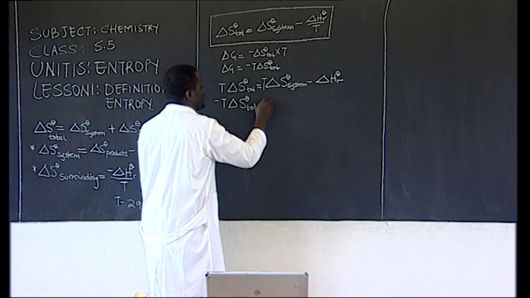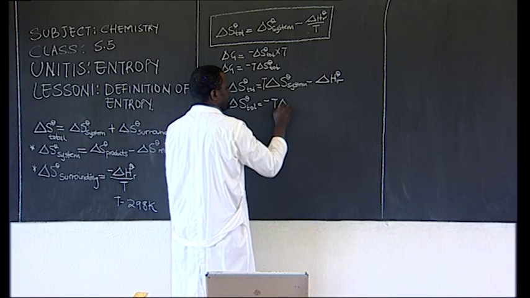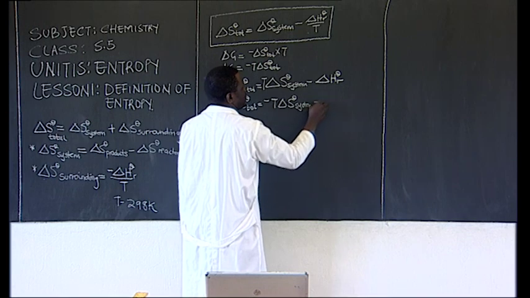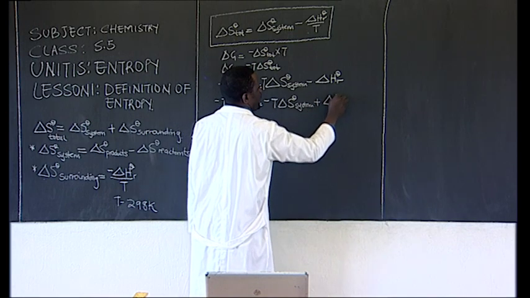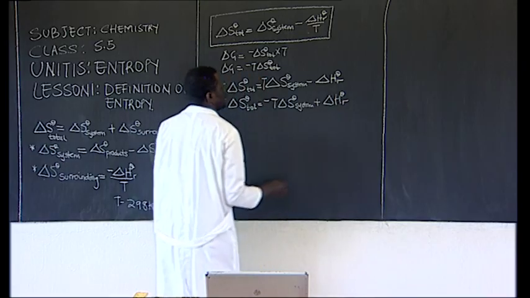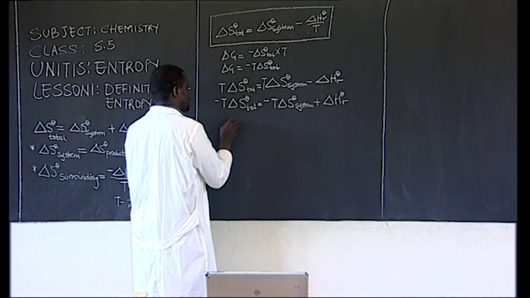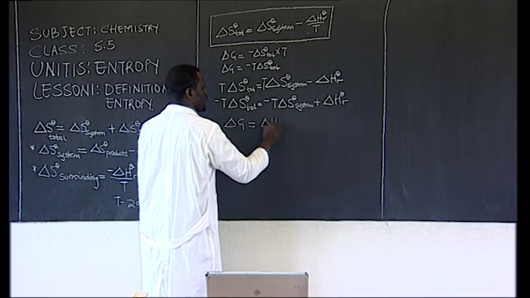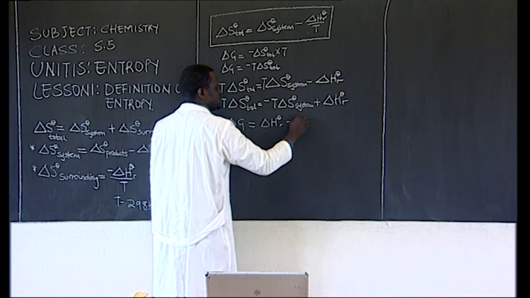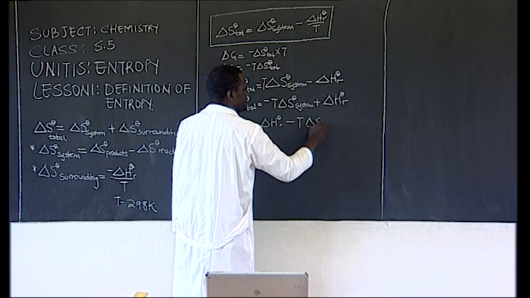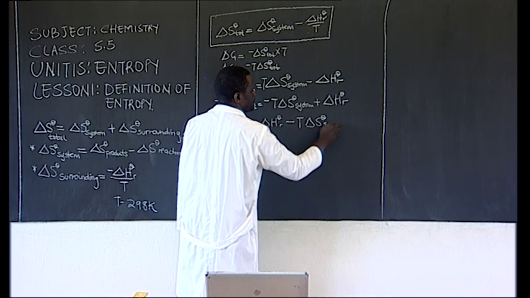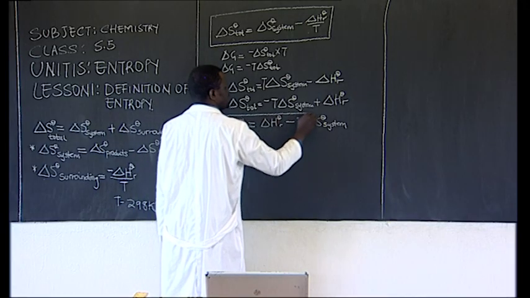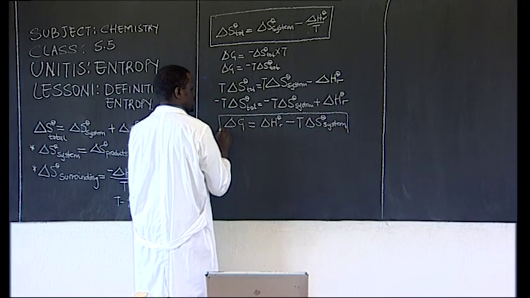When we multiply it through by a negative, we shall have something like this: total equals negative system, and the heat of reaction becomes positive. This is actually the same as delta G. Gibbs free energy will equal to, I'm going to first write this one, then minus this one. This is how you can get Gibbs free energy, another way to get Gibbs free energy.